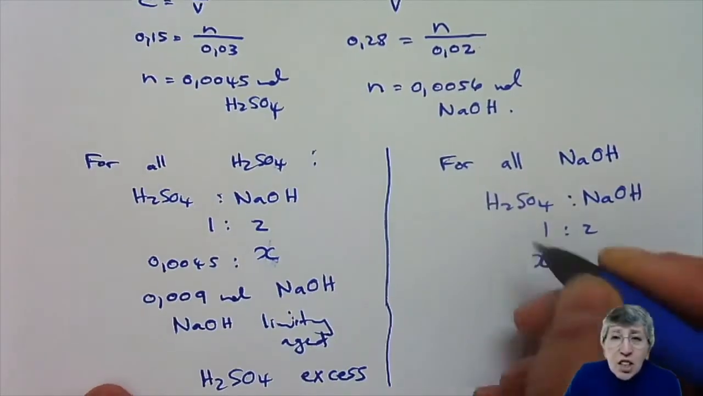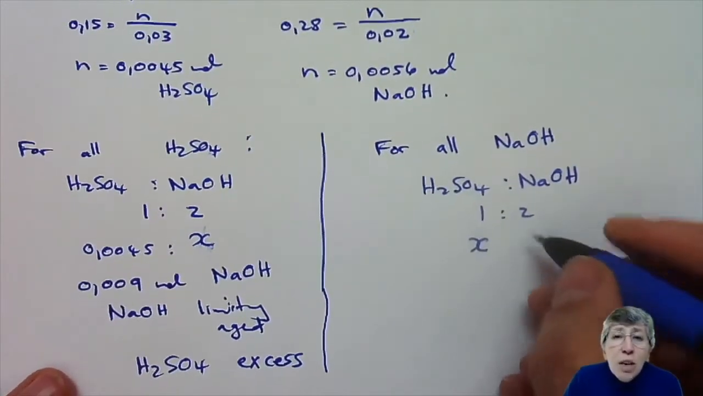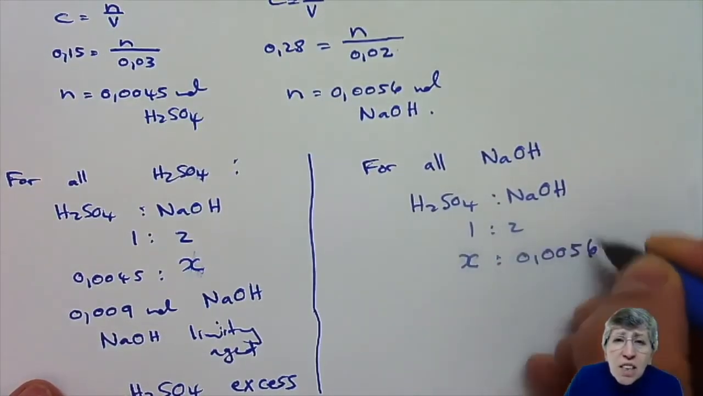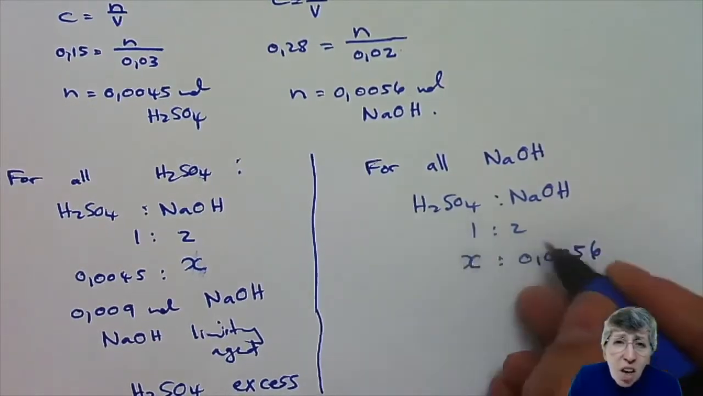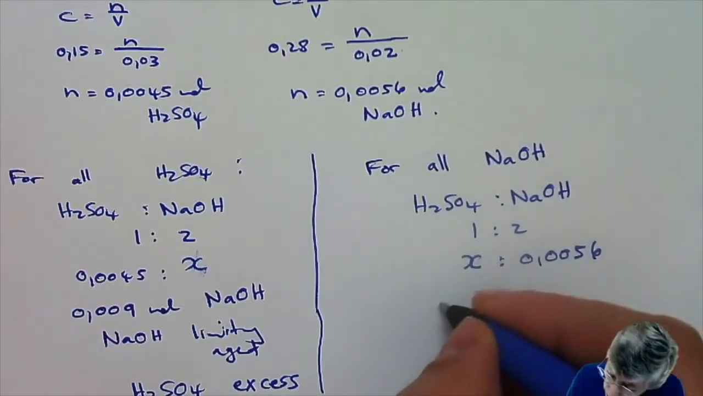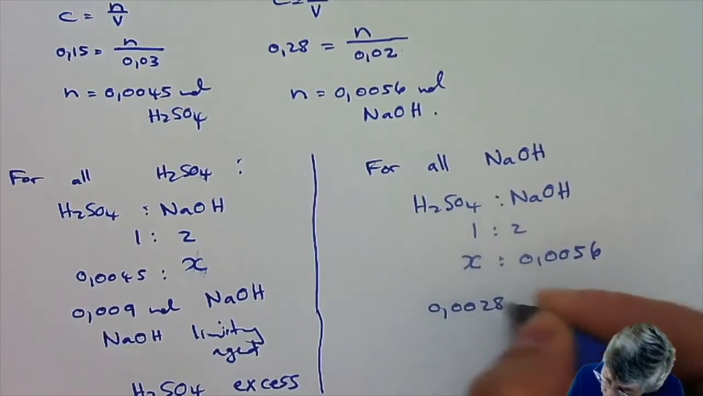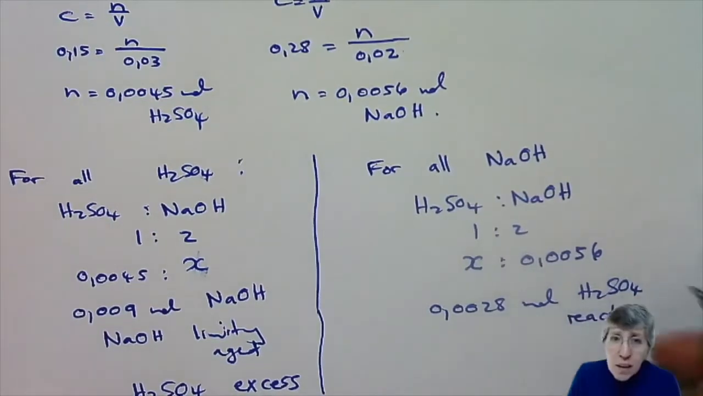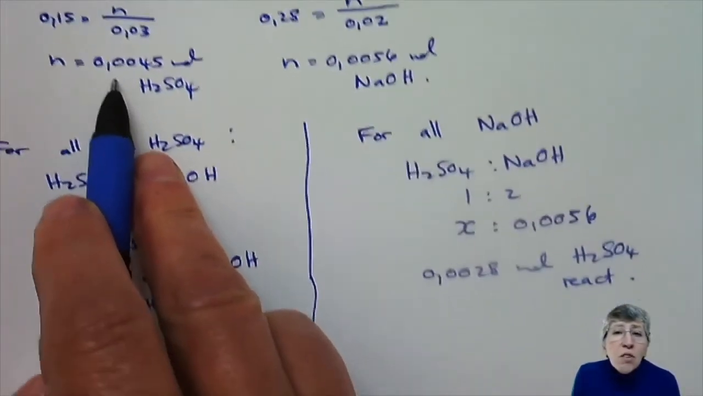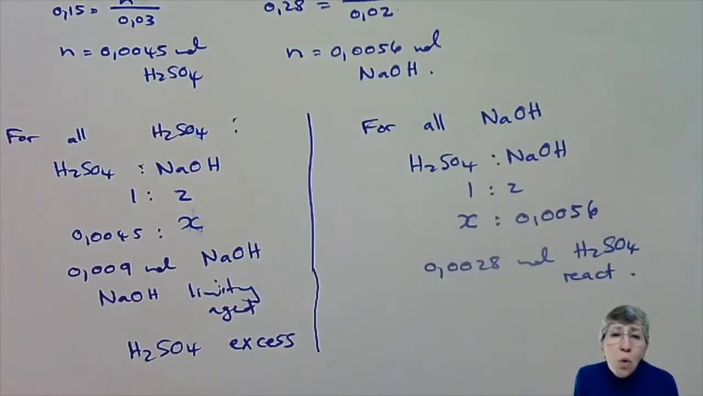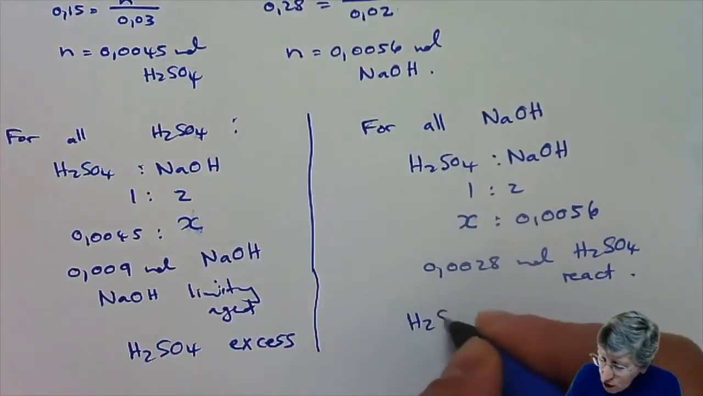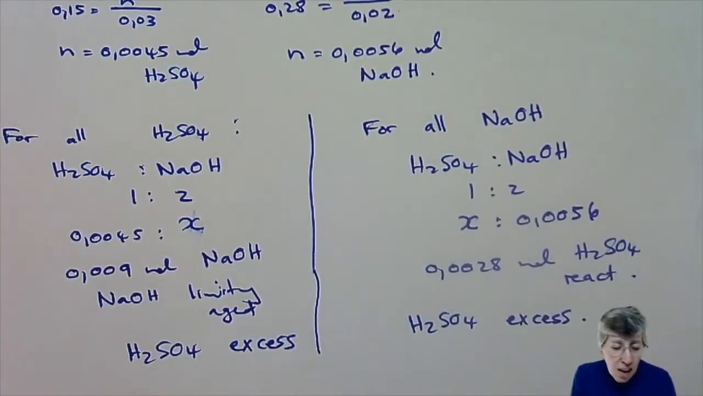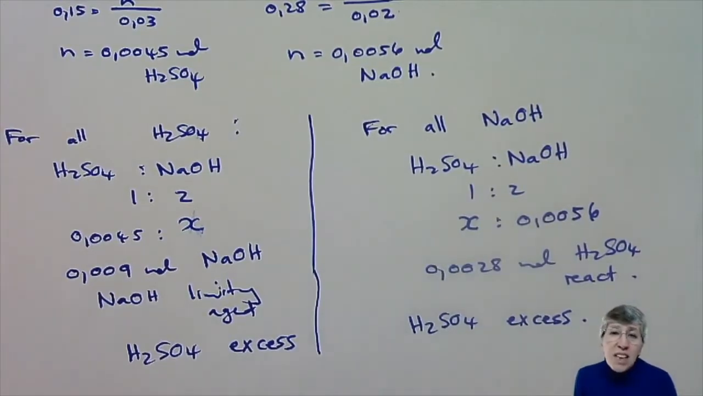So how much H2SO4 is actually going to be used if all that 0,0056 moles of NaOH is used? Now that is half, right? So that means only 0,0028 moles of H2SO4 will react. And I've got 0,0045. I've got more than enough, which tells me that the H2SO4 is going to be in excess. Right. And now the question is, how much is there in excess?